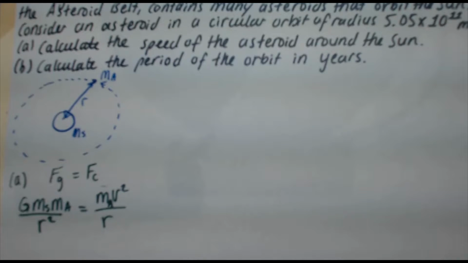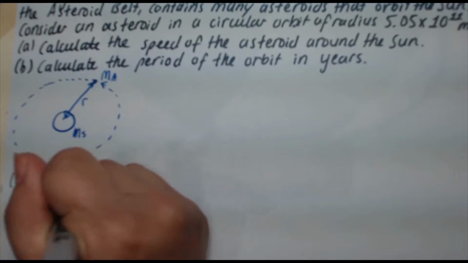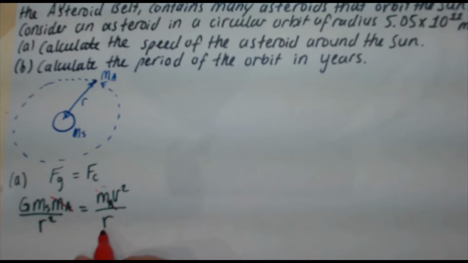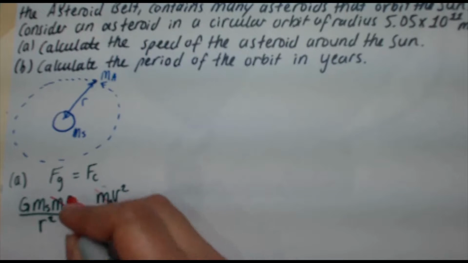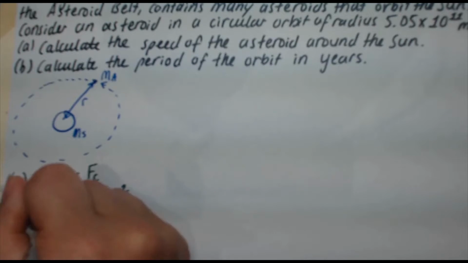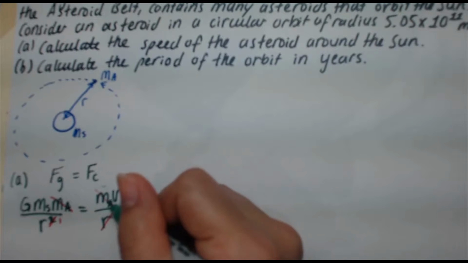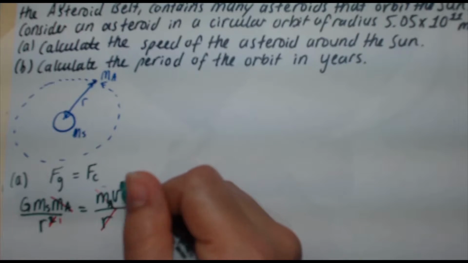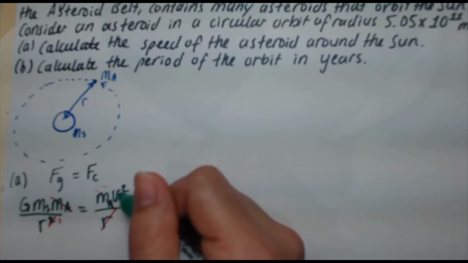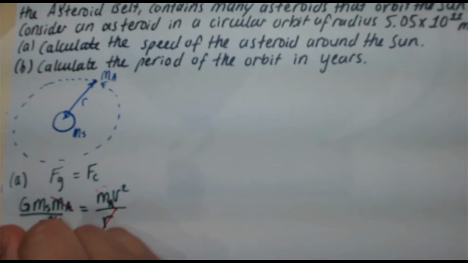You set those two formulas equal to each other, and then you start to see that there's a lot of stuff that simplifies. For example, the MA's cancel, and one of the R's cancels. This one R cancels out with one of the R's on this side, leaving you with an exponent of 1. If you were to solve for speed, you've already got speed by itself on this side. It's only being squared, so you take the square root of both sides and solve for V. V is equal to the square root of G times the mass of the Sun, divided by R. So that's where the equation comes from.